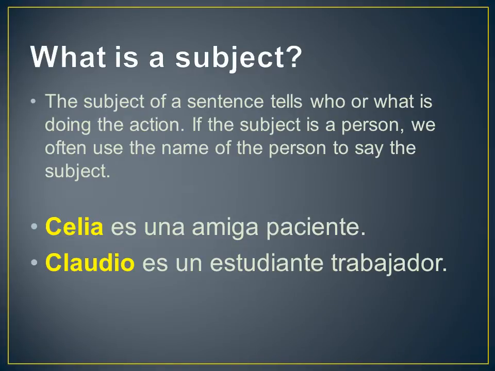Before we talk about subject pronouns in Spanish, it's helpful to remember what a subject is. The subject of a sentence, in English, in Spanish, or in any other language, tells who or what is doing the action. If the subject is a person, we often use the name of the person to say the subject. Por ejemplo, Celia es una amiga paciente. Celia is the subject. Claudio es un estudiante trabajador. Claudio is the subject.